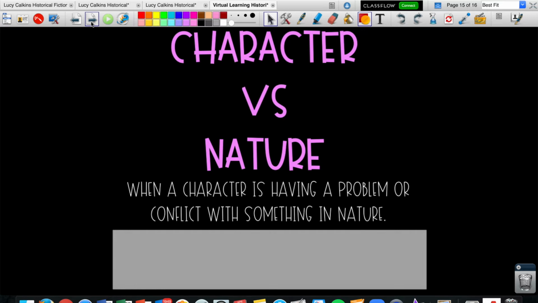The third one is character versus nature. So it's exactly what you think. When I think of nature, I think of outside. Guess what? That's kind of what it is. So character versus nature is when a character is having a problem or conflict with something in nature. That can mean it's raining outside, it's snowing outside. Nature is causing a problem for this character. It's stopping them. You don't know if they're going to survive the cold winter. It's all the things that come from nature.